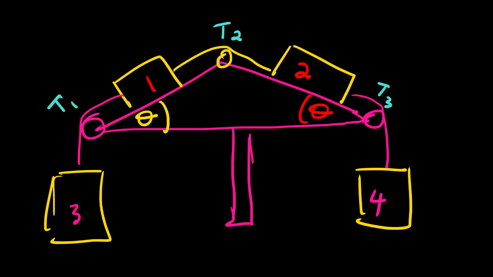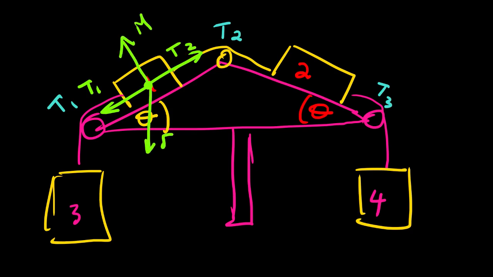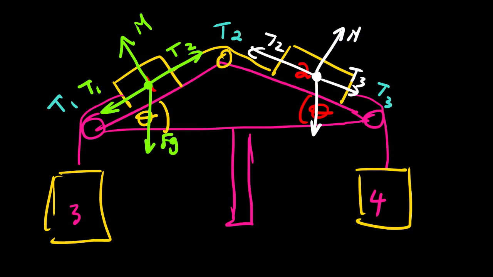So the first object, which is 1, let us try to draw a free body diagram on top of this situation here. So we have T1, we have T2, we have normal force, and then we have FG here. Remember that if it is stationary, then we don't have any kinetic friction. For object 2, we have normal force, T2, T3, and FG.